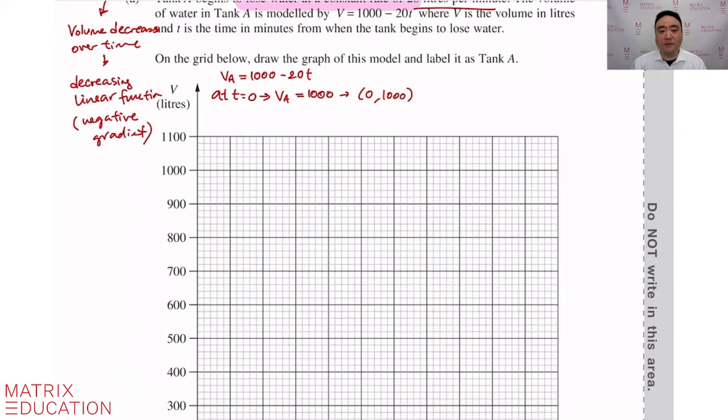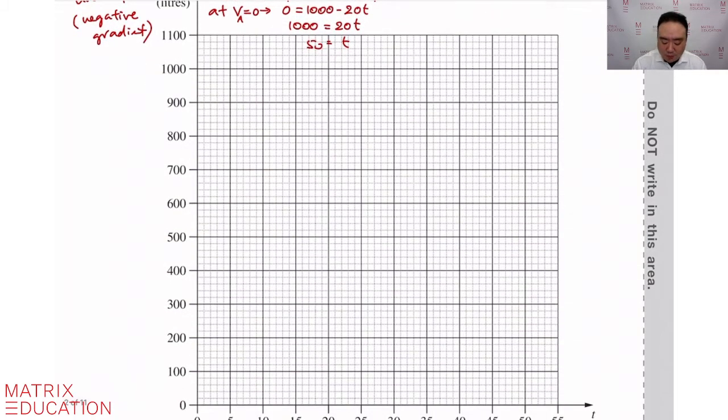Let's find another point. Another easiest point would be when V is 0, that means when the tank gets empty. At V equals 0, or V of A equals 0, we're going to substitute this value into V of A. So 0 equals 1,000 minus 20t, that means 1,000 is 20t. When you evaluate this out, we find that it takes 50 minutes for us to empty the tank. Now, let's put the 2 points in.